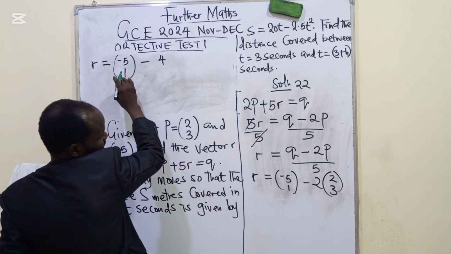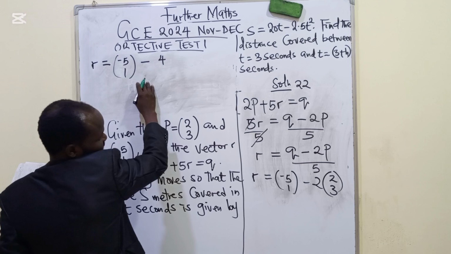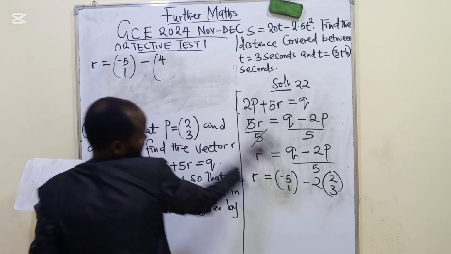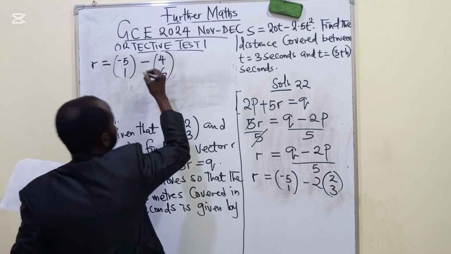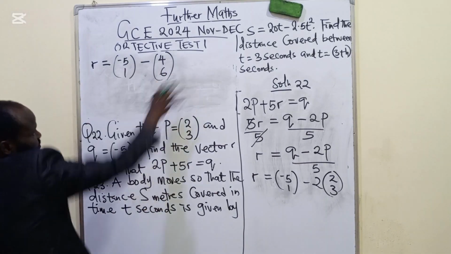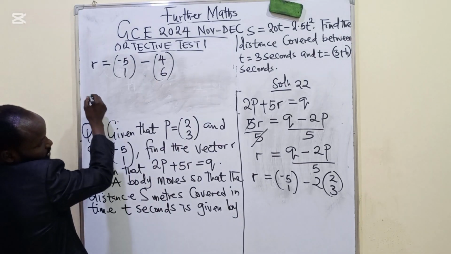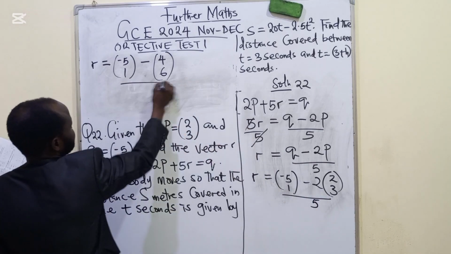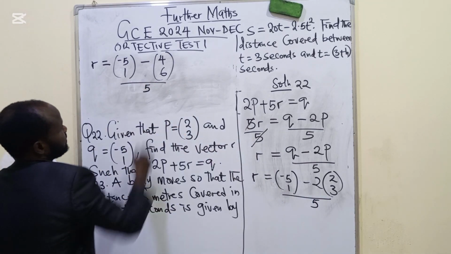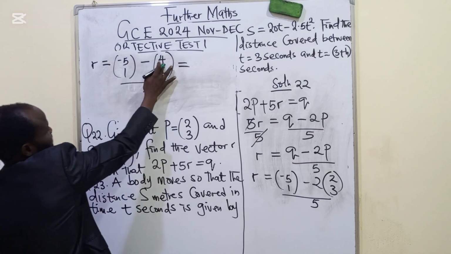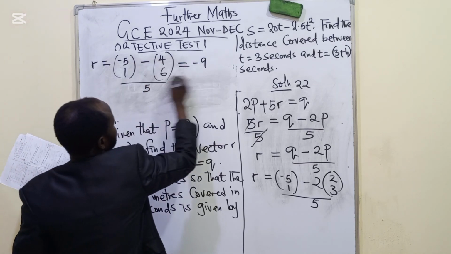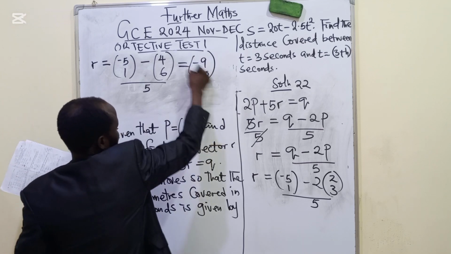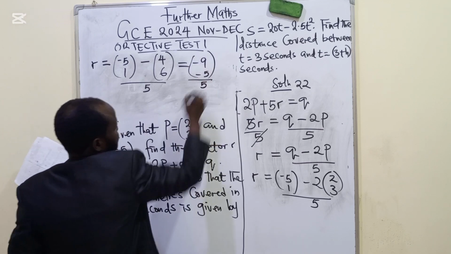So we'll have, let me leave this minus. We have 2 times 2, that's 4. Then 2 times 3 is 6. Let me leave it this way so that we can use this minus to distribute. Finally, then divided by 5. Let's subtract: minus 5 minus 4, that will be minus 9. 1 minus 6, that will be minus 5. That's minus 9 column minus 5, divided by 5.